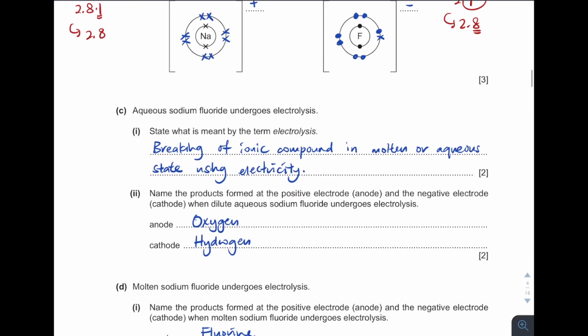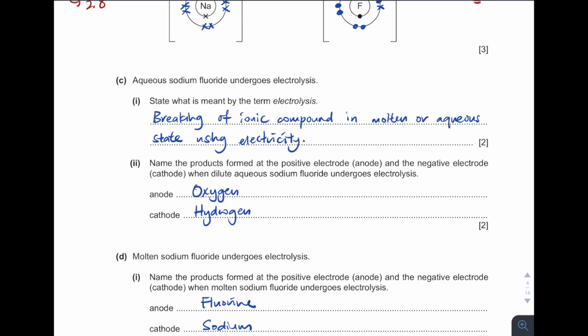Then define the term electrolysis. It means the breaking down of an ionic compound in molten or aqueous state using electricity. Then products. How do you know what are the products? When it comes to electrolysis, the very first thing you have to do is list out all the ions present in the electrolyte. This is aqueous sodium fluoride, so there are sodium, fluoride, hydrogen, hydroxide ions. All the positive ions go to the cathode, negative ions go to the anode.